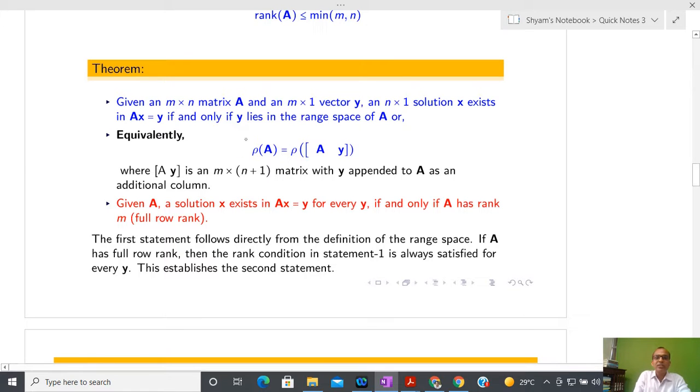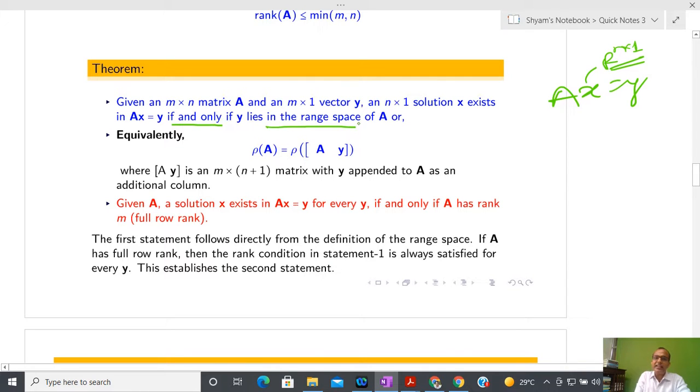What the theorem is telling: suppose matrix A is an m cross n matrix, and each entry is a real number, I am assuming, and y is an m cross 1 vector, and x is the n cross 1 solution. So I have the equation Ax equal to y, and I am assuming that x is an n cross 1 vector, and that is unknown. So Ax equal to y has a solution if and only if y lies in the range space of A.